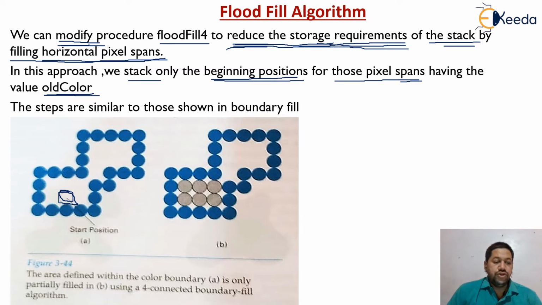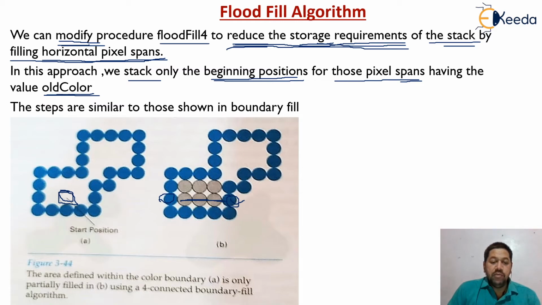So I'm going to insert this as my initial pixel. Then I'm going to scan this horizontal span, considering the horizontal line till now. When I reach this particular pixel, which does not have the interior color or the old color, my algorithm ends here, and it will not fill with the fill color.